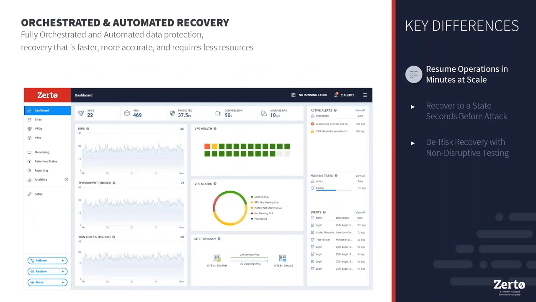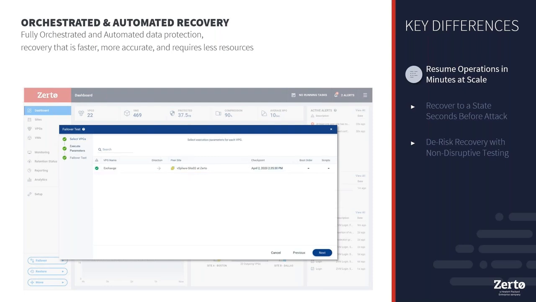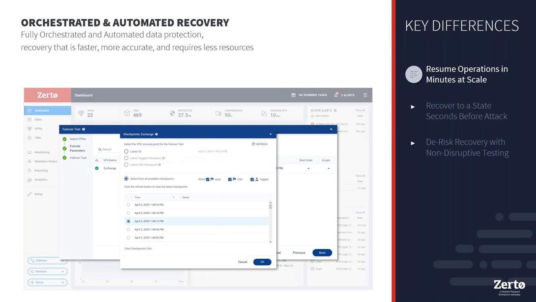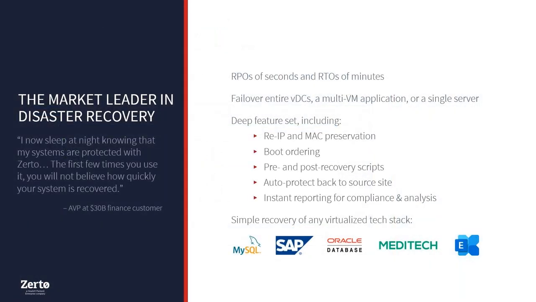And all of this is automated and orchestrated straight through the dashboard itself. So again, a simple failover operation will just take seconds to actually execute. You can see here, let's say we want to fail over our Exchange server. We simply click the failover button, choose which VPG we want to fail over, say, hey, Zerto, we want this point in time. You can see the 5-10 second checkpoints that you can roll back to. I want to roll back to here, click next, and then click start failover test, right? So it's that easy. It's that simple.